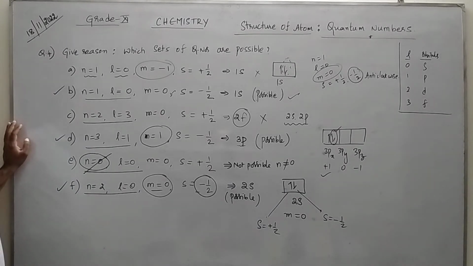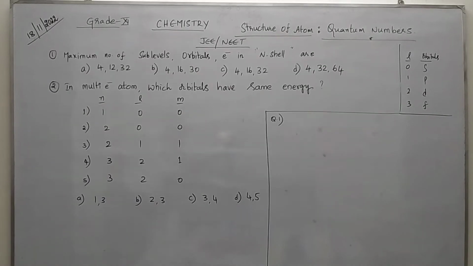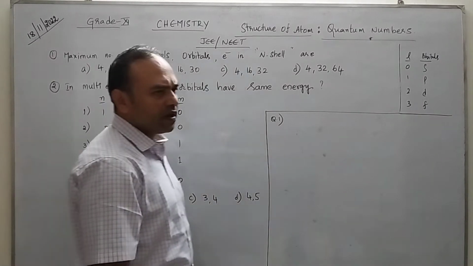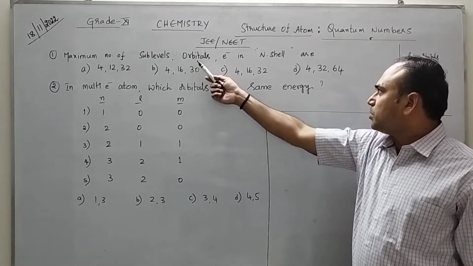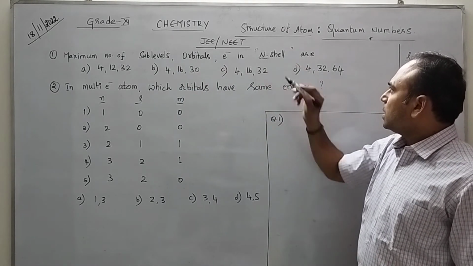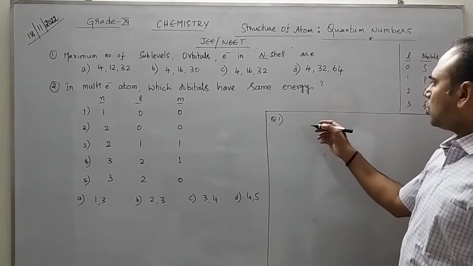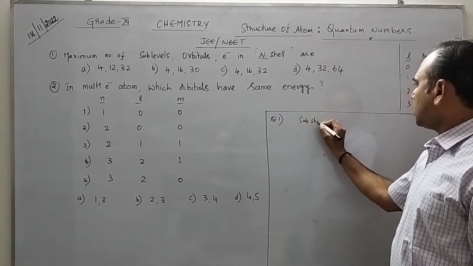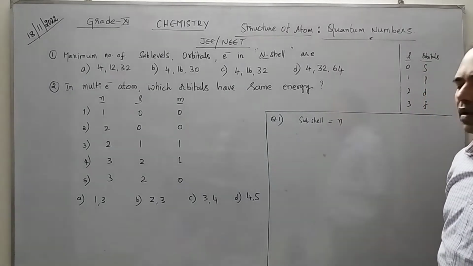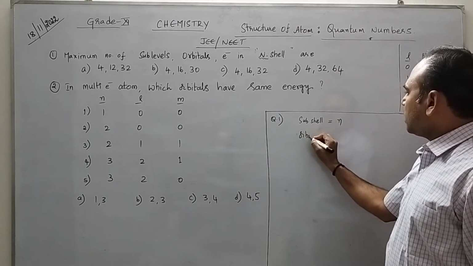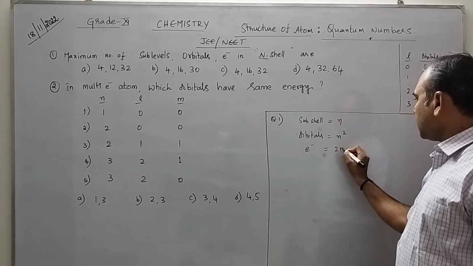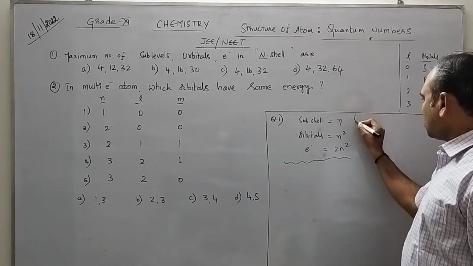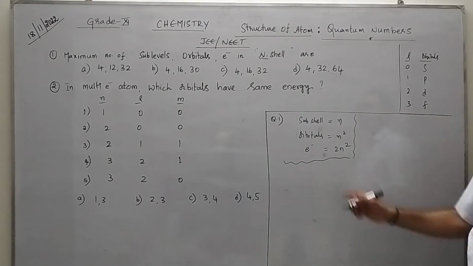Now let us move to the competitive examination questions. So in this question number 1, they have given you what are the maximum number of subshells or sublevels, orbitals and electrons in n shell. Now for this, you know, always subshell is indicated by n and orbitals are indicated by n square and number of electrons are indicated by 2n square. So we should know this formula. Depending on this, what is n here?